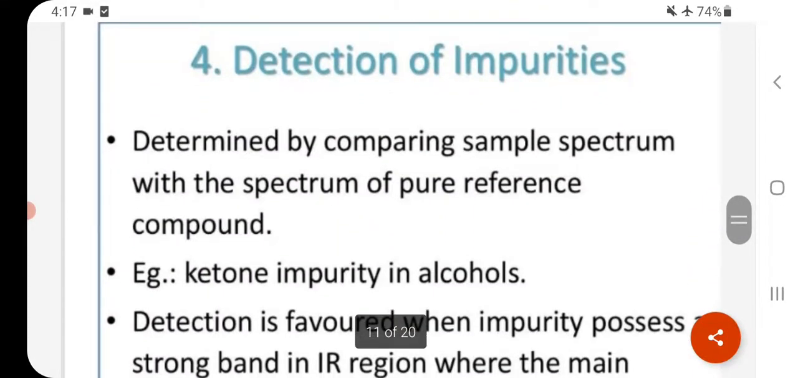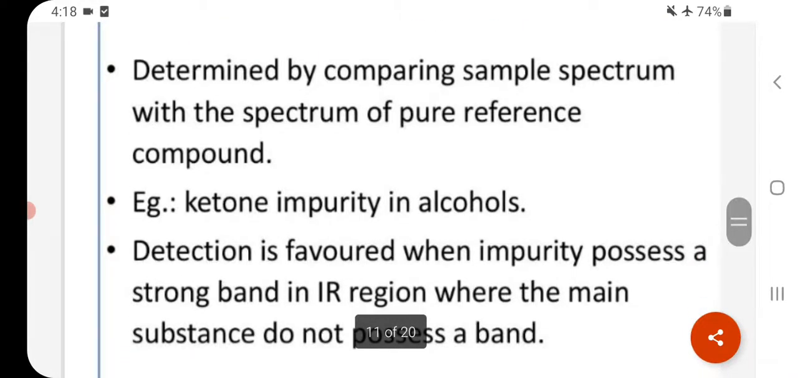Detection of impurities. It is determined by comparing the sample spectrum with the spectrum of a pure reference compound. Example, ketone impurity in alcohols. Detection is favored when the impurity possesses a strong band in the IR region where the main substance does not possess a band. Isomers. Since infrared absorption of a trans isomer is weak and the cis is stronger, it can be concluded whether the organic compound has cis or trans structure.